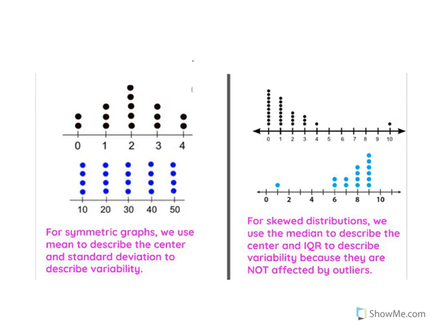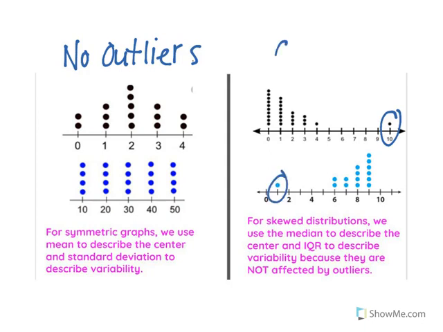Therefore, if you remember, for symmetric graphs, we use the mean to describe the center and standard deviation to describe the variability, because there are no outliers. But as soon as we get these outliers like we see right here, we can't use the mean and standard deviation anymore because they're being too affected and don't represent the data anymore. That's why we have to use the median as the center and IQR for variability.